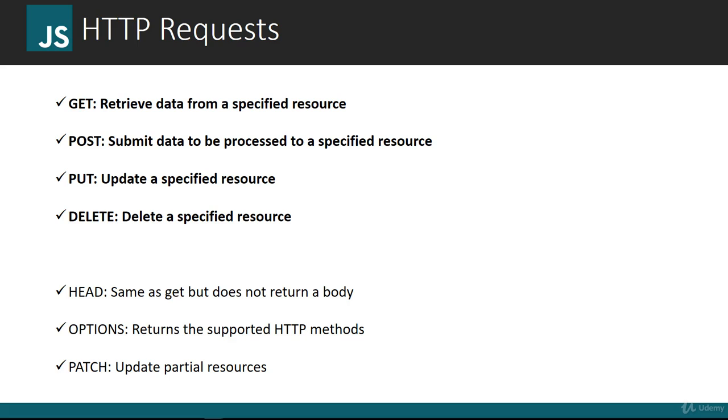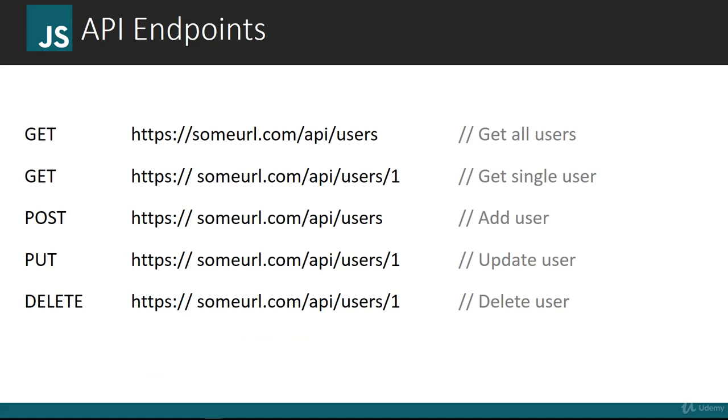Now, there's others as well, such as HEAD, which is the same as GET but doesn't return a body, it just returns the header. We have OPTIONS, which returns the supported HTTP methods of that specific server or API, and then PATCH, which updates partial resources. It's similar to PUT, but we're going to focus on the main four.